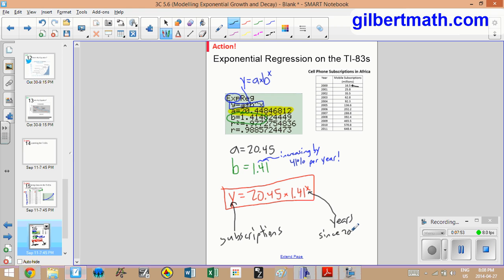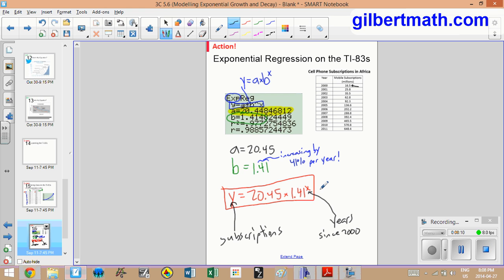And this is very important. If we put in 0 for x here, that represents the year 2000. And obviously that's a good thing, because if we put in the year 0, we don't want that to be 2,000 years ago, because chances are the number of cell phones 2,000 years ago was pretty darn low.